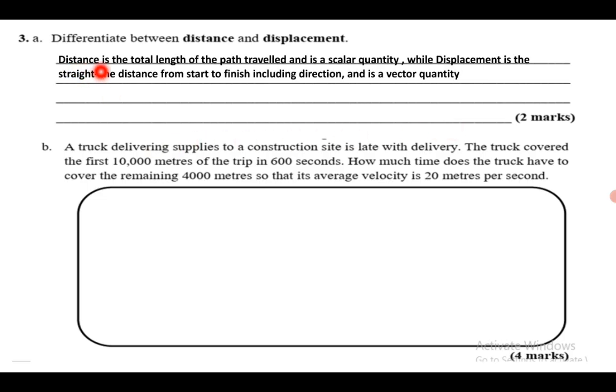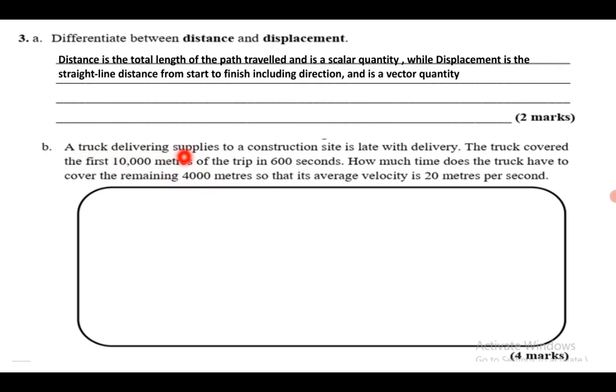So we are saying distance is the total length of the path traveled, and it's a scalar quantity. That's 1 mark. While displacement is the straight line distance from start to finish, including direction, and it is a vector quantity. So the key difference here is the fact that distance is a scalar quantity, while displacement is a vector quantity.